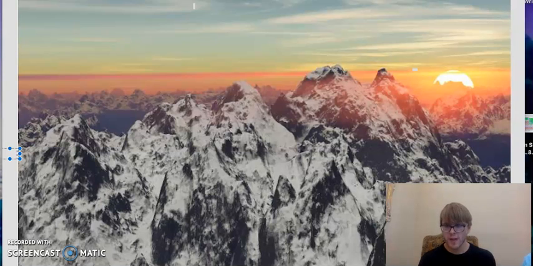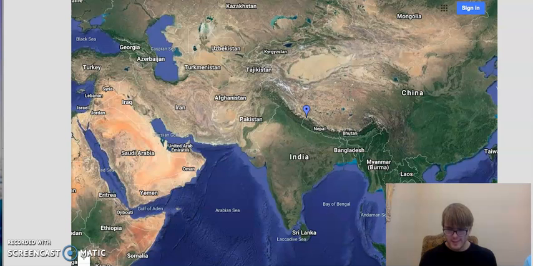Today I am going to talk about how the Himalayas were formed. The type of plate boundary that created the Himalayas is called a continent-to-continent convergent plate boundary. This is a map that illustrates where the Himalayas are located. You can see here that they are between India and the Asian continent.